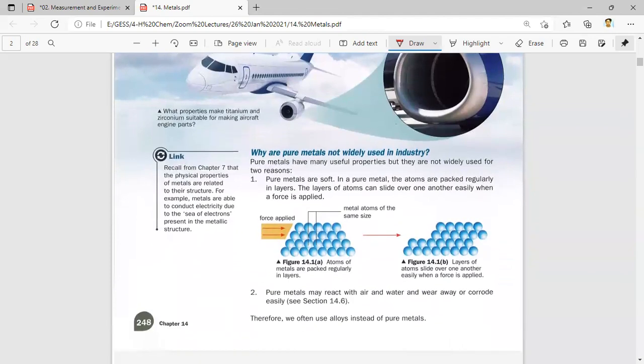Now, before we even go into the description of each of the properties itself, you realize that they talk about why pure metals are not used widely in industry. Pure metal, the opposite is actually the alloy, which means they are mixed with other things. So they want to talk about pure metals first, so that later on when they talk about alloys, it's easier for everyone to understand. So first up, let's look at pure metals.